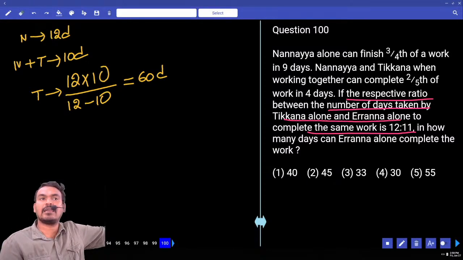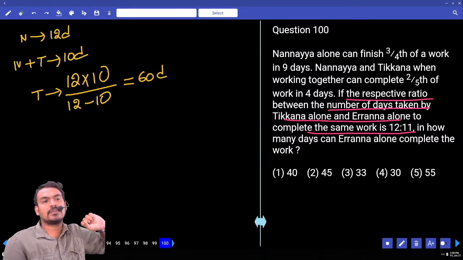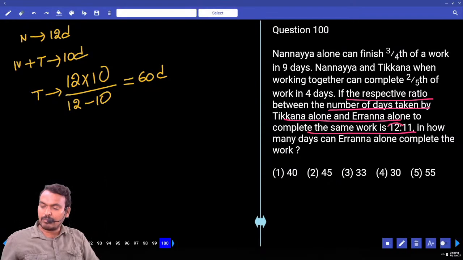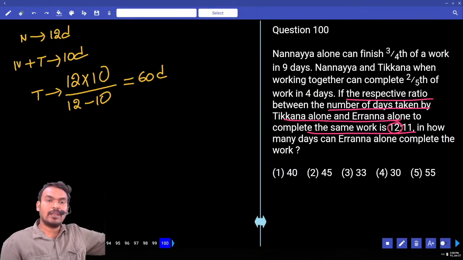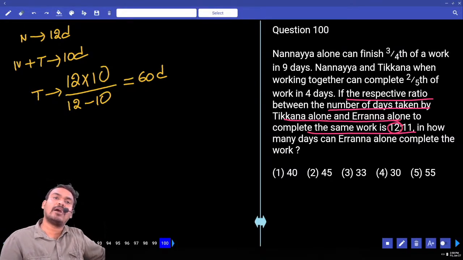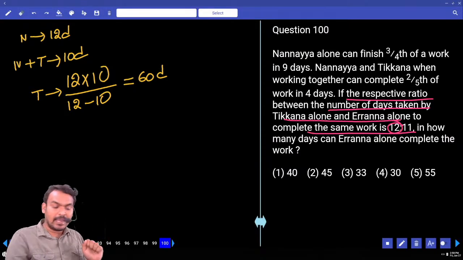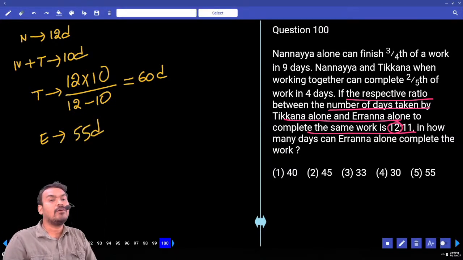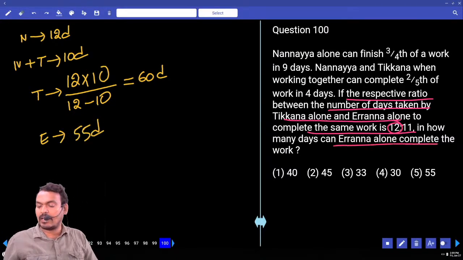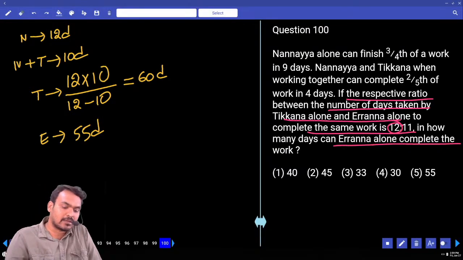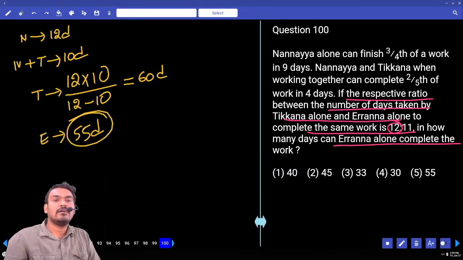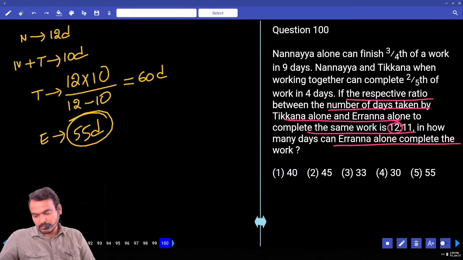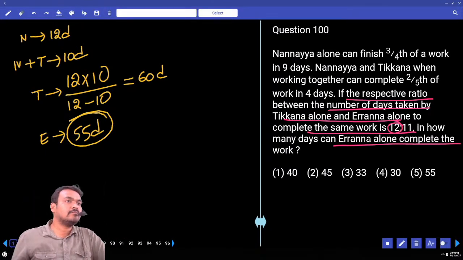That is, Tikkana can complete the work in how many days? 60 days. But Tikkana's time is how many parts? 12 parts. 12 parts are 60 days. What is the one part value? 5 days. And Erena how many parts? 11 parts. 11 parts is how many days? 55 days, sir. What is the question here? How many days can Erena alone complete the work? How many days? 55 days. Complete.